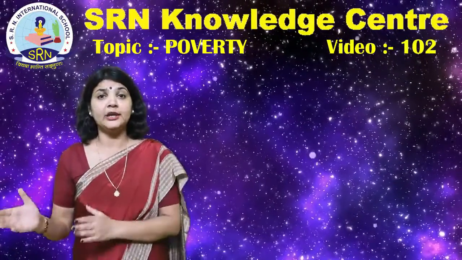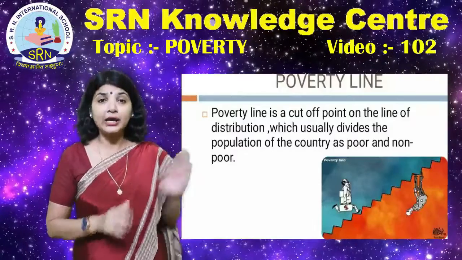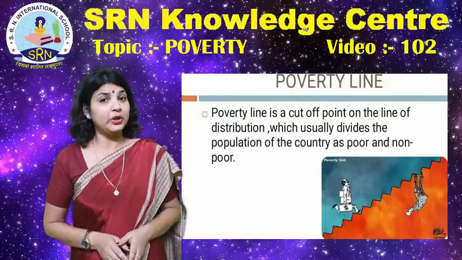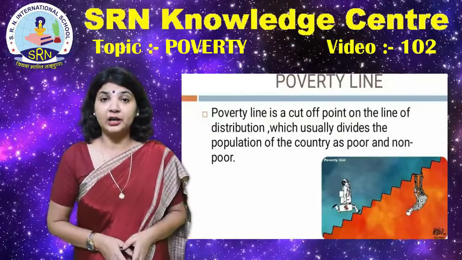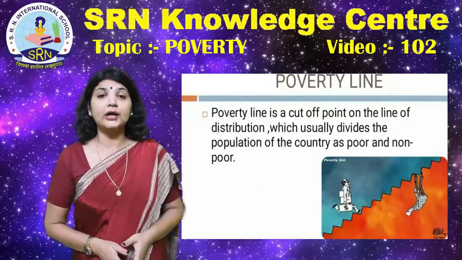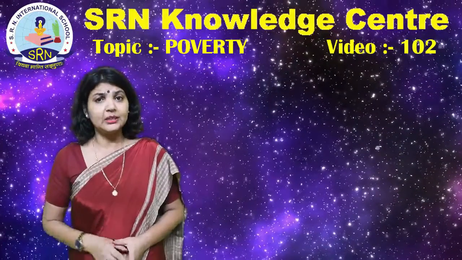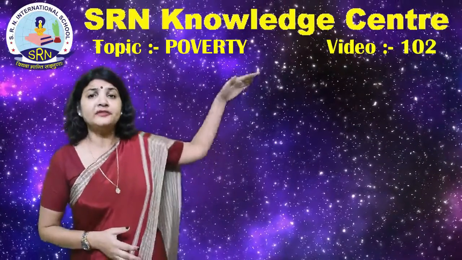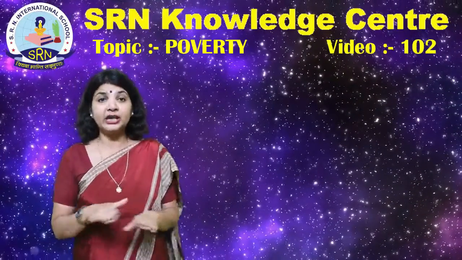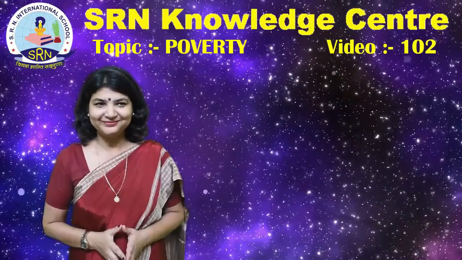The extent of poverty in a country is measured by the poverty line. A cut-off point on the line of distribution which usually divides the population of a country into poor and non-poor is called the poverty line. The poverty line measures the number of people who live below and above the poverty line, and their ratio to the total population is known as the poverty ratio.